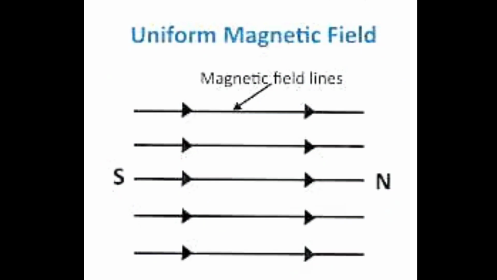Two types of magnetic field lines exist. Number one is a uniform magnetic field. In a uniform magnetic field, you can see straight lines which represent a region that has the same strength of magnetic field, and the magnetic field is in the same direction at all points in the region. In a uniform magnetic field, the magnitude as well as the direction remain the same. That is the reason they are represented by an equidistant set of parallel magnetic field lines.